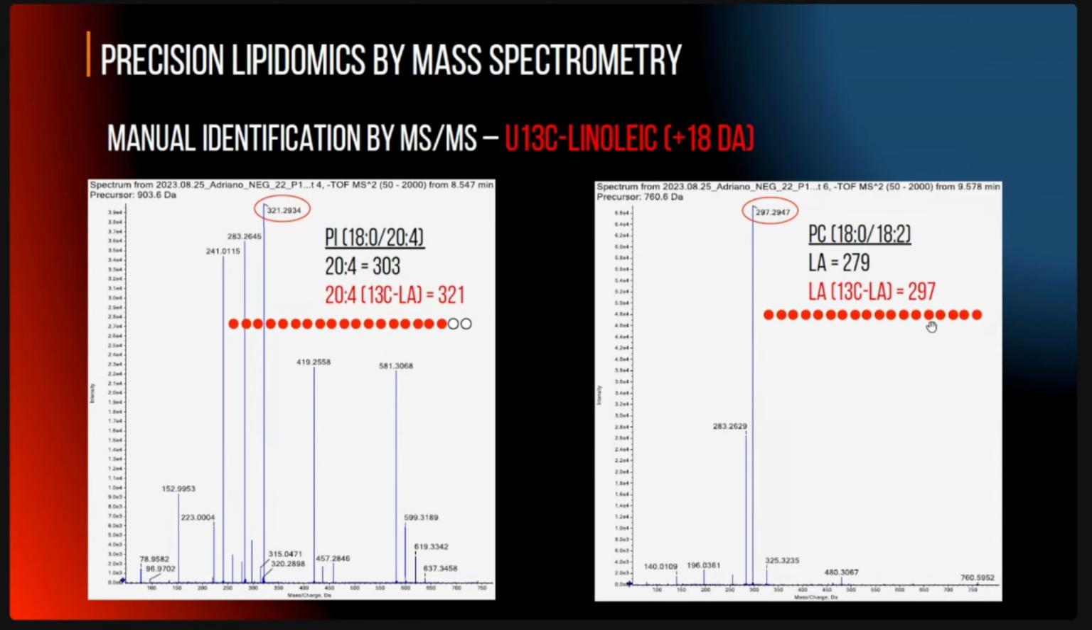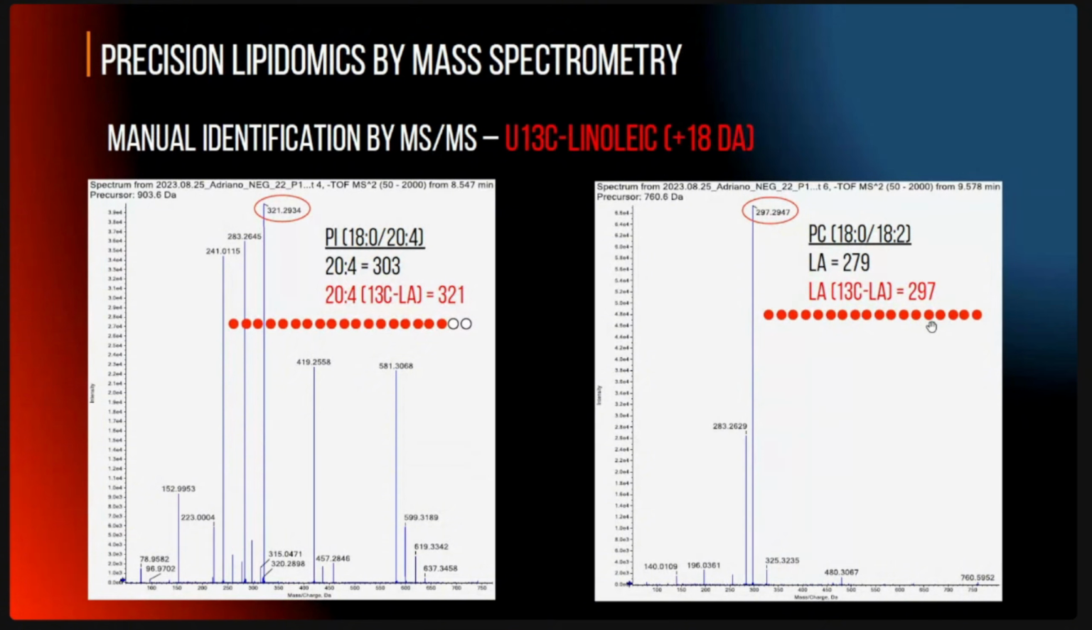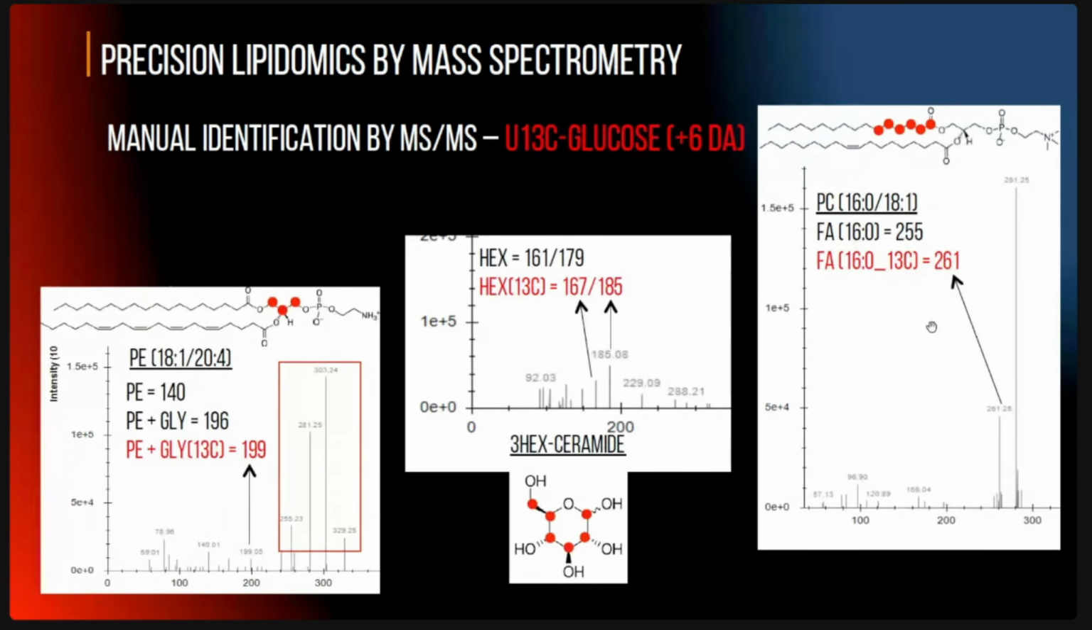But we can also see the products of linoleic acid metabolism, like linoleic acid turning into arachidonic acid with 20 carbons and 4 double bonds. So 18 carbons from the labeled linoleic acid plus 2 carbons from unlabeled acetyl-CoA. And this is very trivial compared to this thing here.